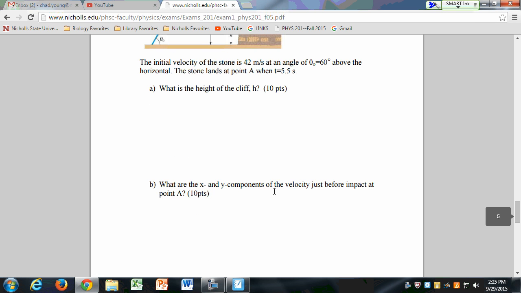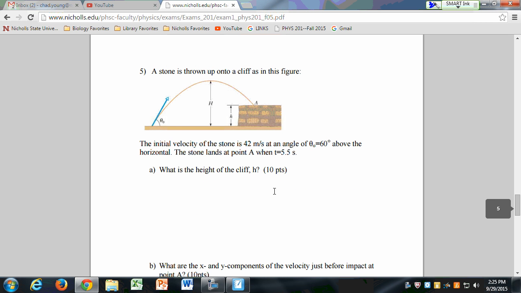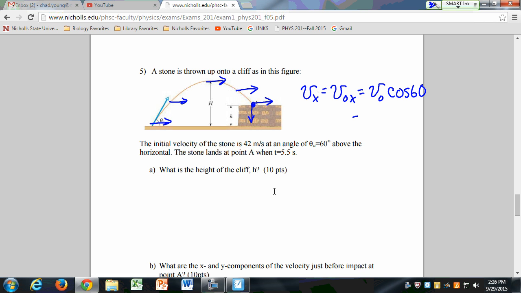Here I want to know the x and y components of the velocity just before impact at point A. So I want to know the velocity here, both in the y direction and in the x direction. The velocity in the x direction is really easy to get. It's equal to v naught x. Remember, in projectile motion, the x velocity doesn't change. It has an initial velocity in the x direction, and that's always the same. So I just find v naught x, which is v naught times cosine of 60. That's 42 cosine of 60.